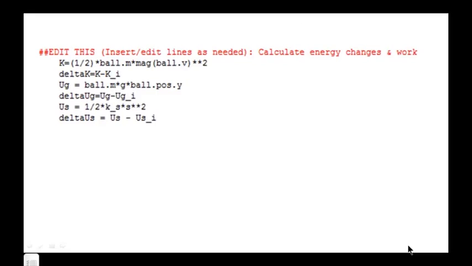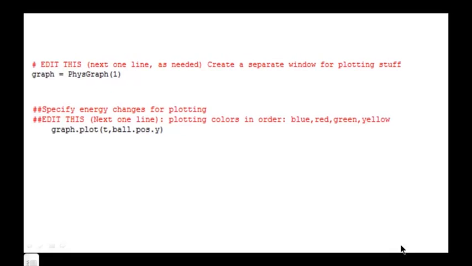Now at this point we need to edit the graph so that we can plot the energies and see what's happening. To do this, look for these lines of code. Right now this code is simply plotting the y position of the mass. We can change it so that we can plot multiple quantities, here multiple energy changes, at the same time on one graph.